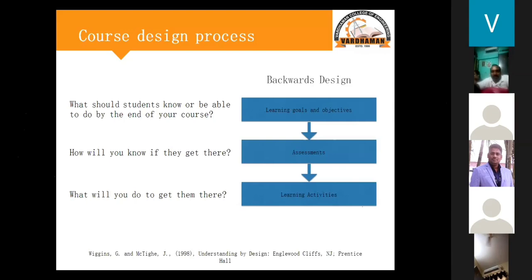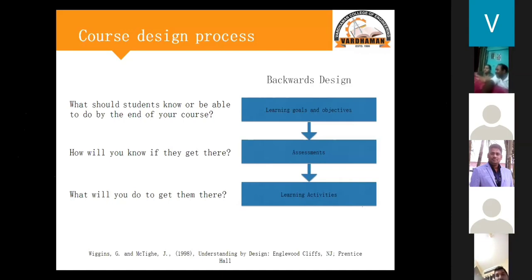And the next question is, how will you know if they get there? So these are my outcomes, these are my objectives. But how do I know that by the end of the course, after conducting my assessments, my students have learned this? So my assessment design should be in line to my course outcomes.